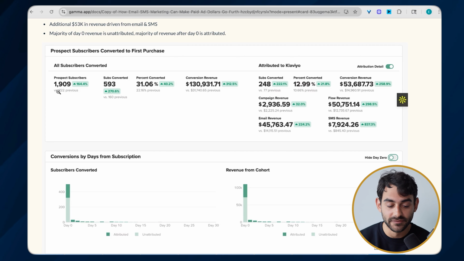So this is a perfect example of what happens when you increase your pop-up form conversion rate. If you increase your pop-up form conversion rate by 164%, which can represent, let's say, going from 4% to 9.31%, this is the increase of new subscribers that are going to come onto your list.